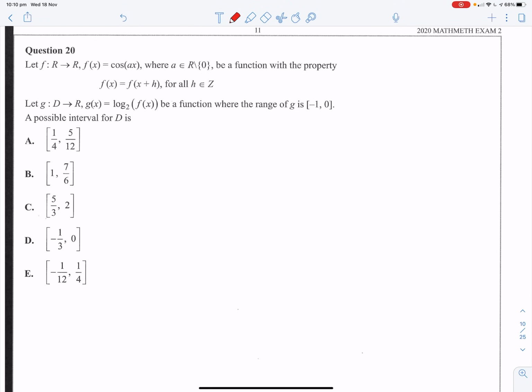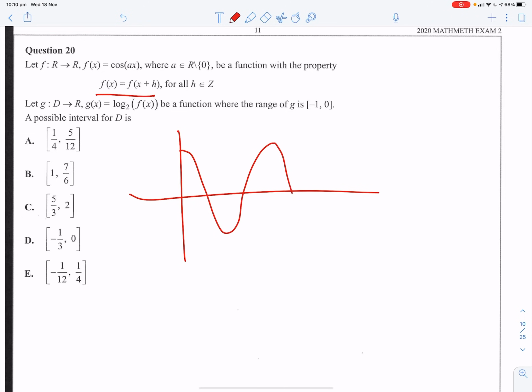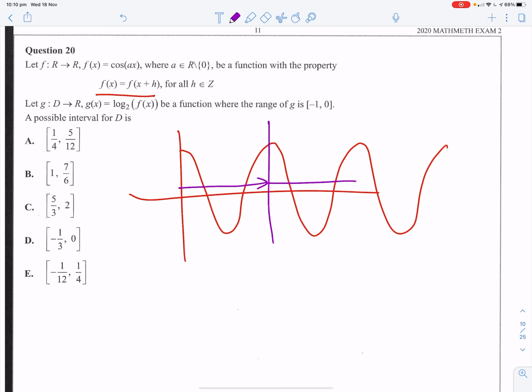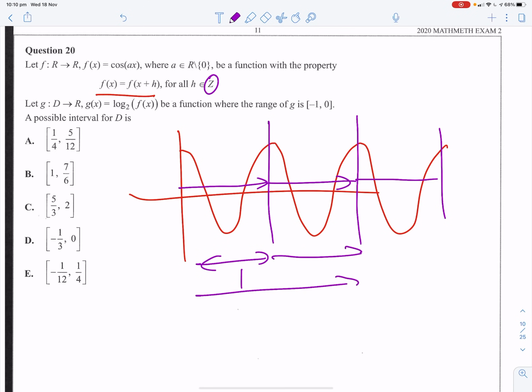Okay, last question. Cos of ax, where a is any real number, has a property with the function f of x is f of x plus h. So what that means, it's a cos graph, and we know each h it repeats, but h has to be, the period has to be an integer. So the period could be 1, the period could be 2, the period could be 3, but it has to be an integer.